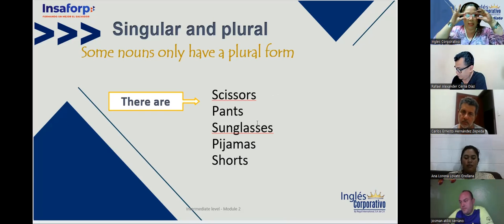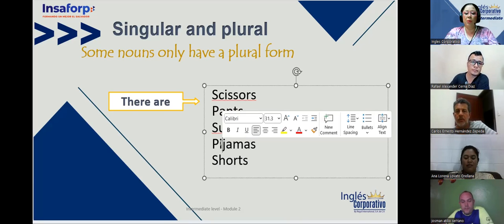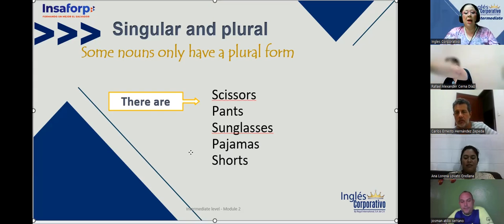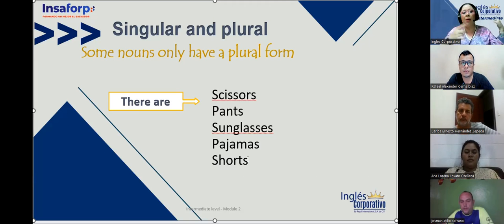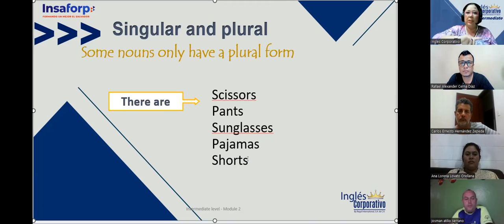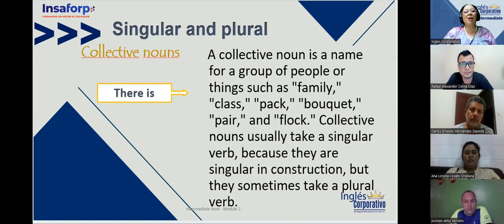Sunglasses, always plural because I have two glasses together in one thing. So yeah, always plural. Pajamas, this is wrong, it's like this. Pajamas always is a suit, okay? It's called in plural. Shorts, always. I mean the wearing thing, okay? The wearing clothing is shorts. Okay, the word is shorts, but we say are shorts, okay? Got it?